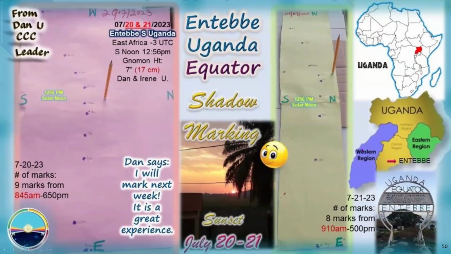Some wonderful marking. He even sent me a picture of a sunset there where he lives. Beautiful picture. Dan is excited. He's already sent us data here about 10 days ago. He is really excited. Over here is another marking. This one is for July the 21st. Okay, you'll see it's part of this one over here, July the 21st, 2 days in a row. Really good, really good.